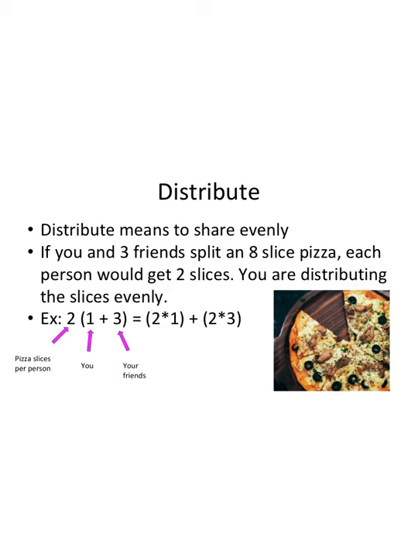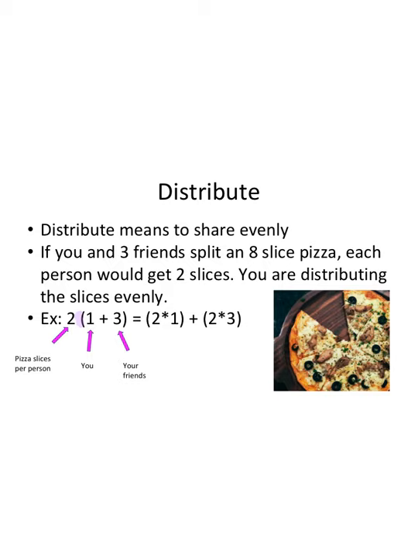So in the example down below, you see 2 and then 1 plus 3 in parentheses. Notice how there isn't an operation sign between the 2 and the parenthesis. Anytime you don't see an operation sign, it's going to be multiplication. So we need to multiply 2 by the numbers in the parentheses.